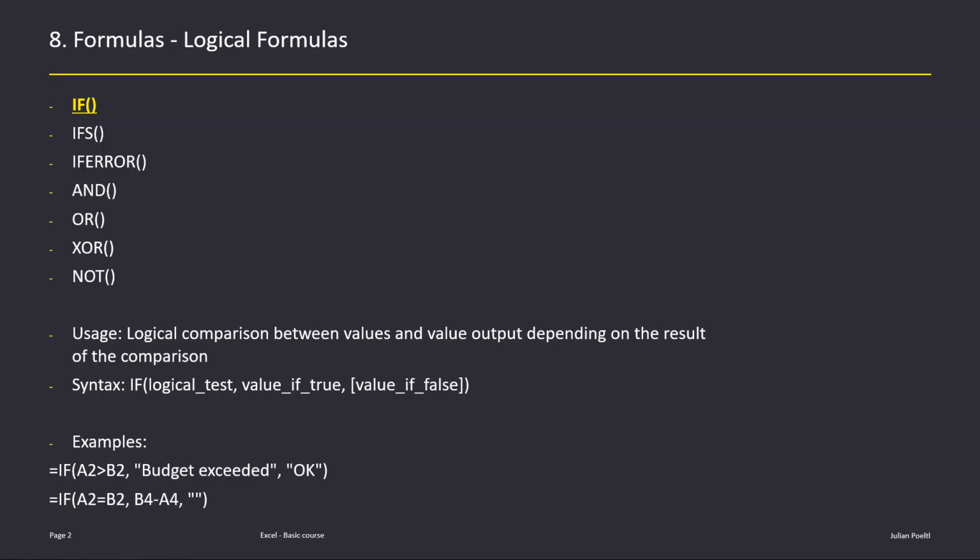If A2 is larger than B2, then the output "budget exceeded" will be handed out as a result, and otherwise "OK" will be handed out as a result. And you can also have other calculations or references to other cells as an output.